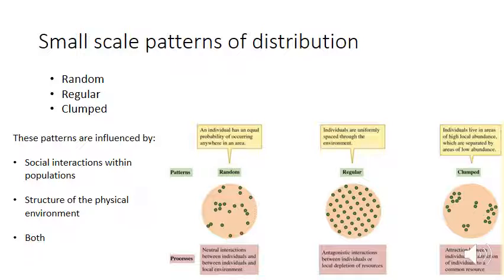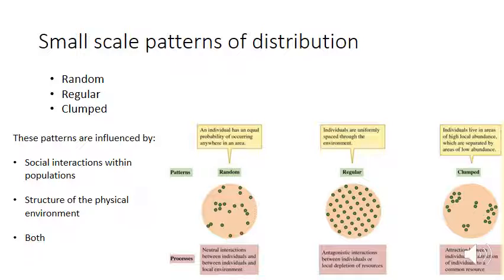And these distributions of individuals tend to be determined by two major things: social interactions between the individuals in the population and the structure of the physical environment, or a combination of the two. So if you look at those random distributions on the left-hand side, these usually come about in situations where individuals have neutral interactions with one another. So they might be basically ignoring each other.